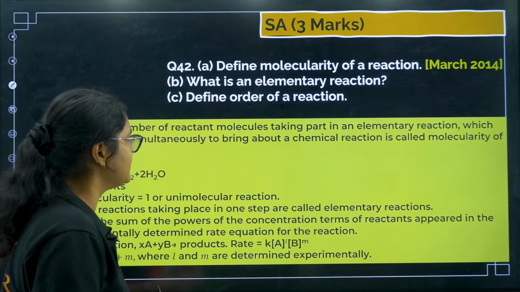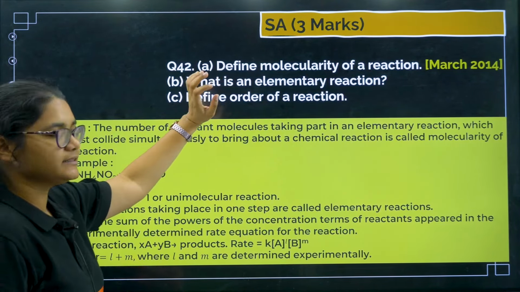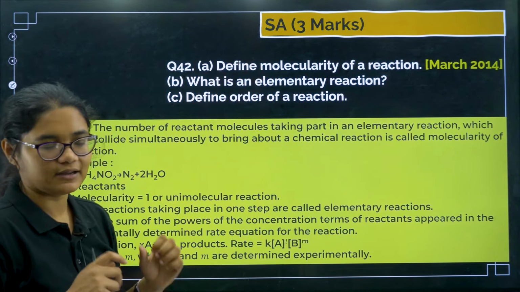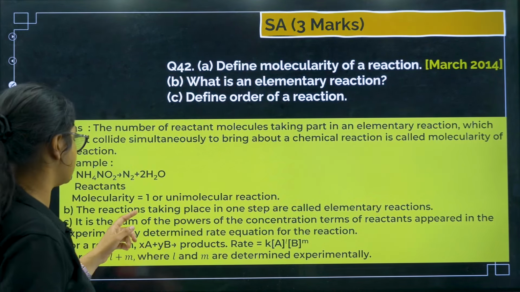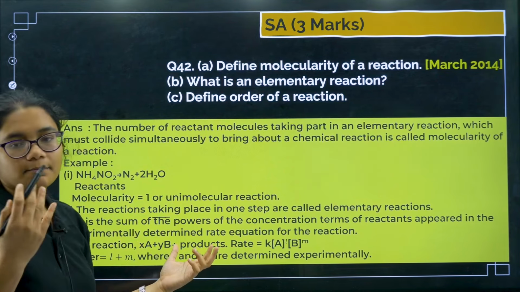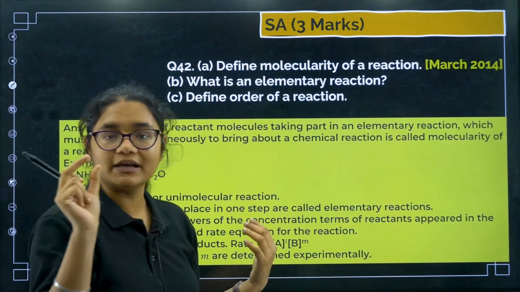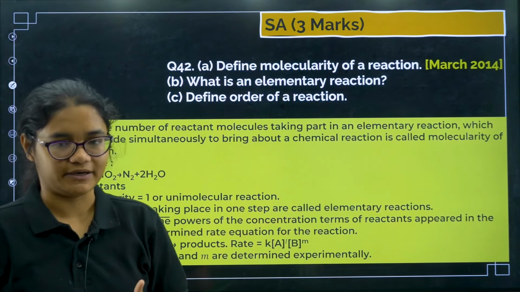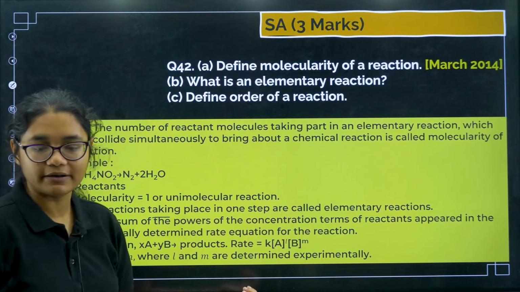What is an elementary reaction? Define order of a reaction. So molecularity is the number of species reacting in an elementary step. What is elementary reaction? Reaction that occurs in one step. Order of a reaction, it is the sum of the power of the reactants in the rate expression. Okay, so you can see, suppose L and M is there, so order will be L plus M.